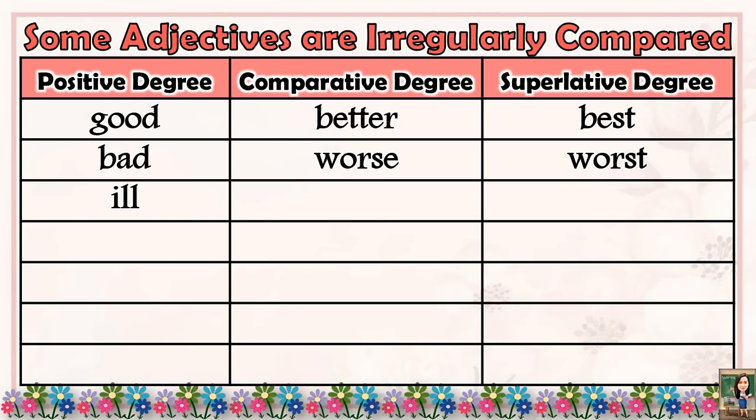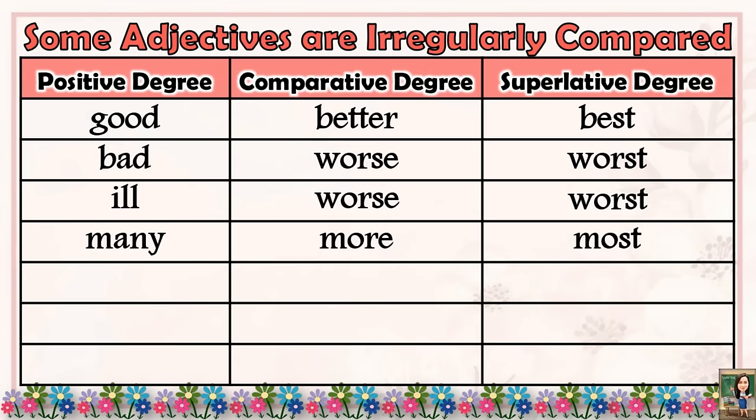In comparative degree, ill becomes worse. And in superlative degree, ill becomes worst. As you can see, bad and ill have the same comparative degree, worse. And they have also the same superlative degree, worst. Next example, many. In comparative degree, many becomes more. And in superlative degree, many becomes most. Another example, much. In comparative degree, much becomes more. And in superlative degree, much becomes most.